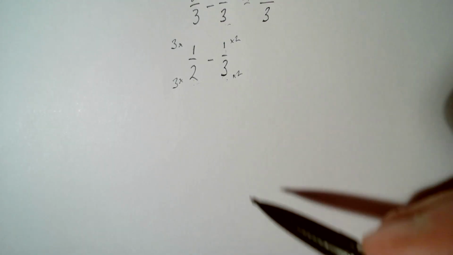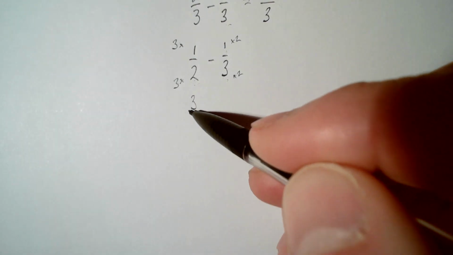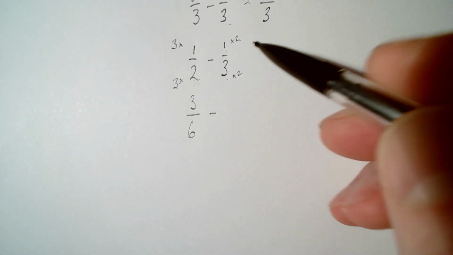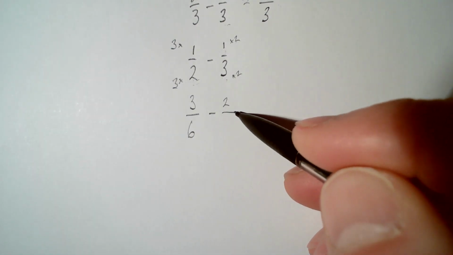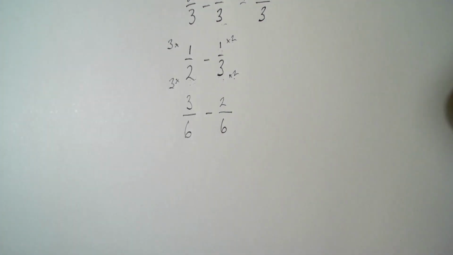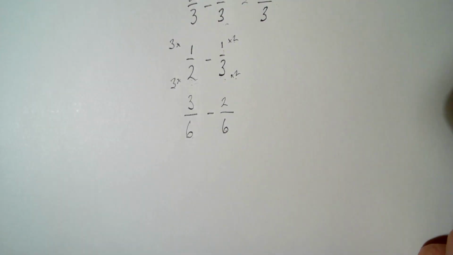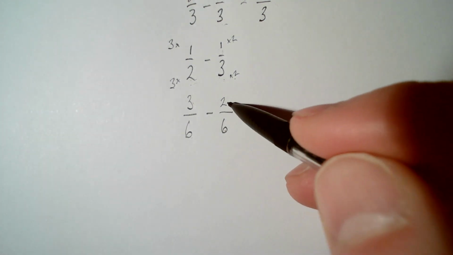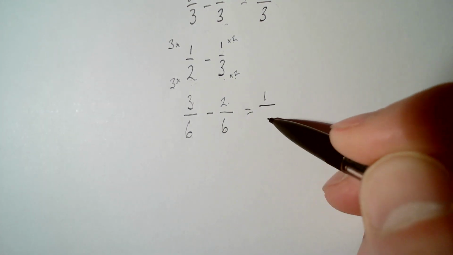So let's do that. 3 times 1 is 3. 3 times 2 is 6. Minus 2 times 1 is 2, over 2 times 3 is 6. Now our denominators are the same, so we can simply subtract the numerators. 3 minus 2 is 1. And we are left with 1/6.